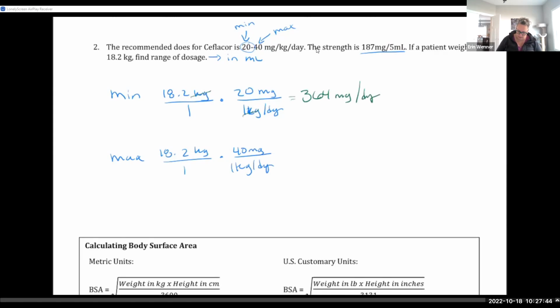On the max side, again, our kilograms will cancel, and we're going to do 18.2 times 40, which is going to give us 728 milligrams per day. So now we know that the strength available is 187 milligrams per milliliter. We need to know what the minimum dosage is in milliliters, so we're now going to use that new amount that we found, the number of milligrams.